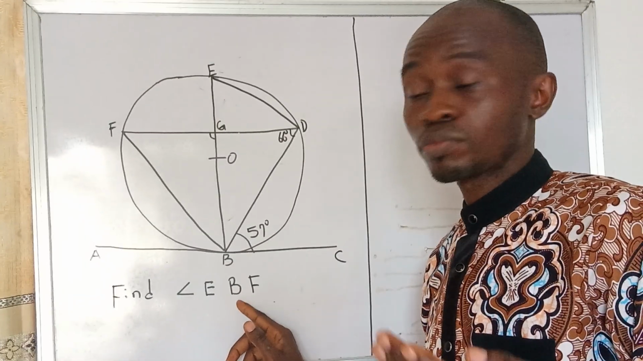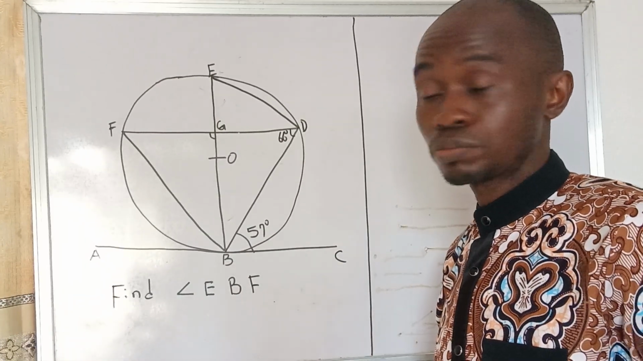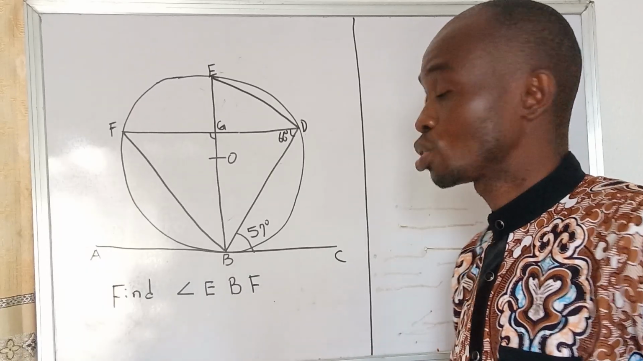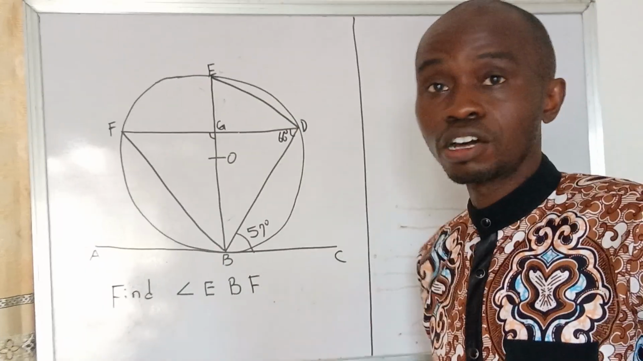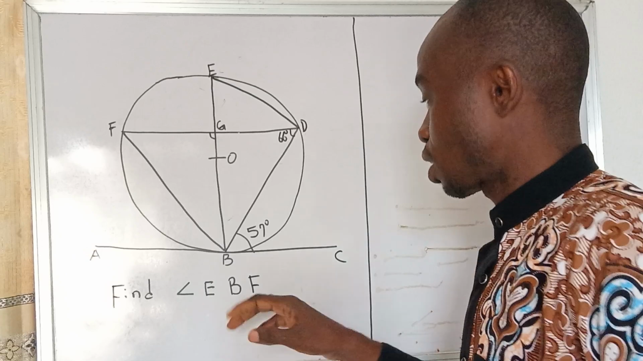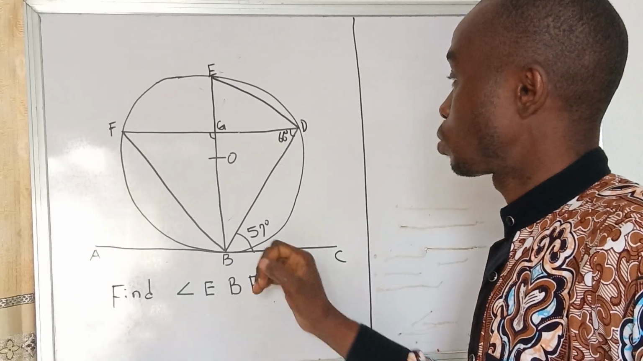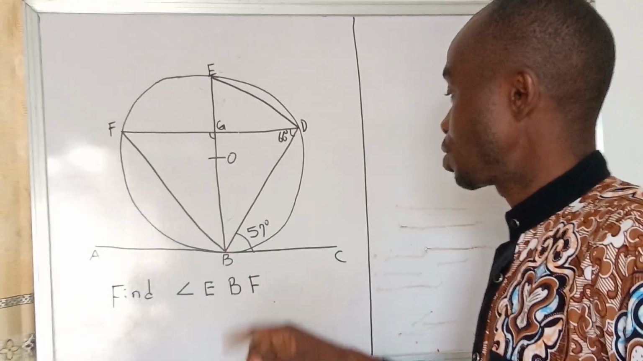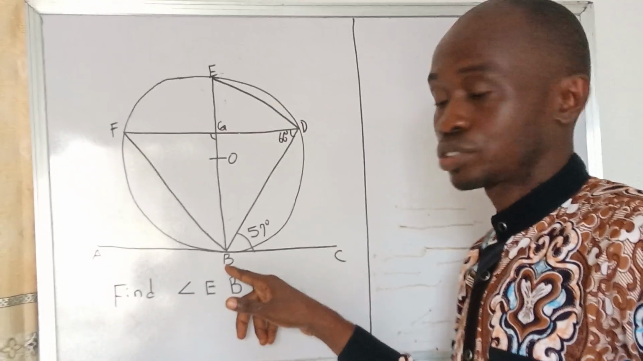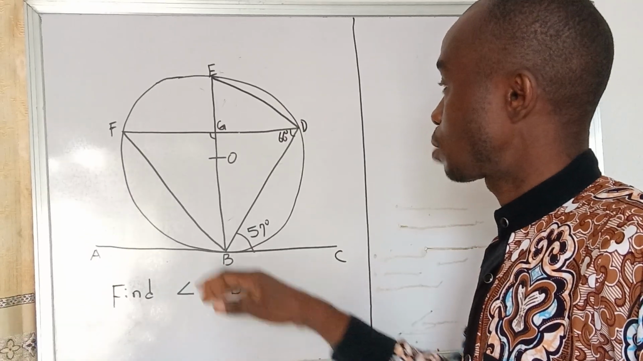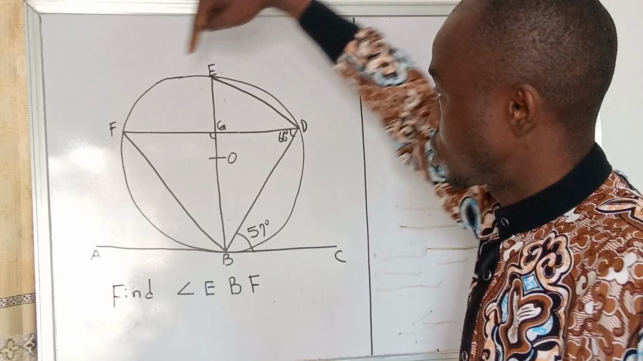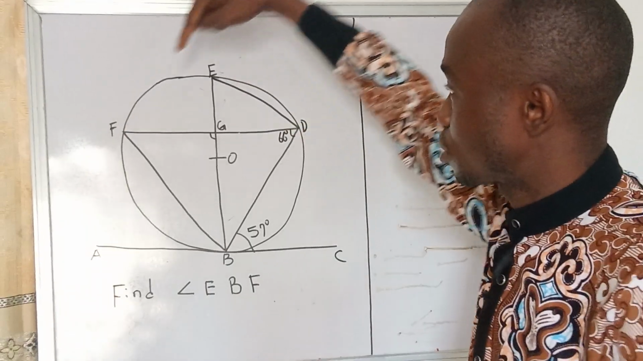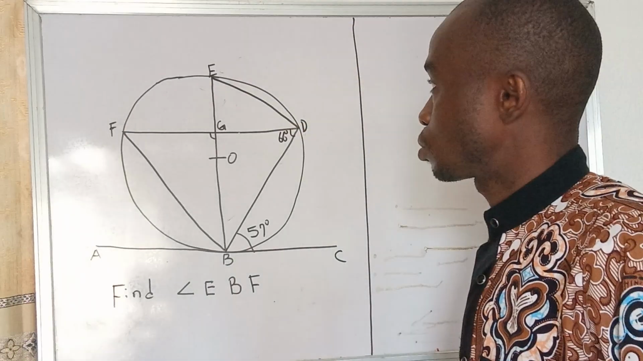So once you have seen something like this, it means that your reference angle is the lesser angle at the center, right? So now, where is angle B? Angle B is around this area. So where are the base angles? They happen to be at this point, angle F and angle E.